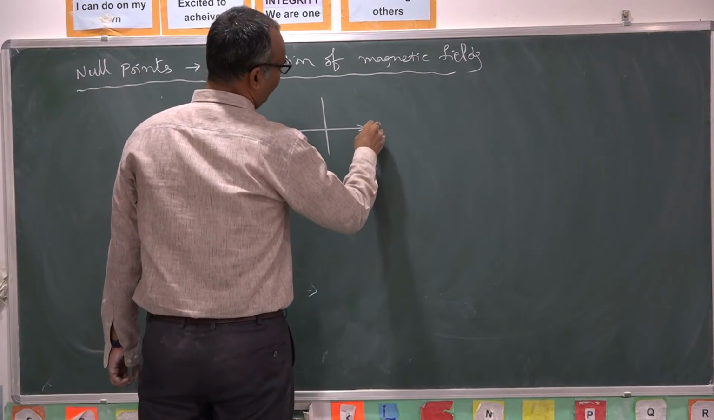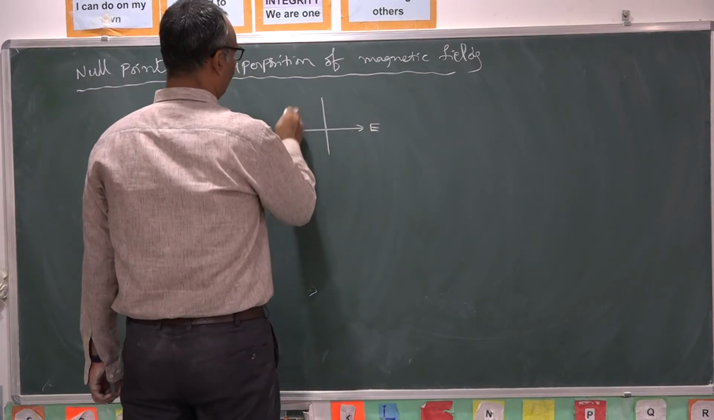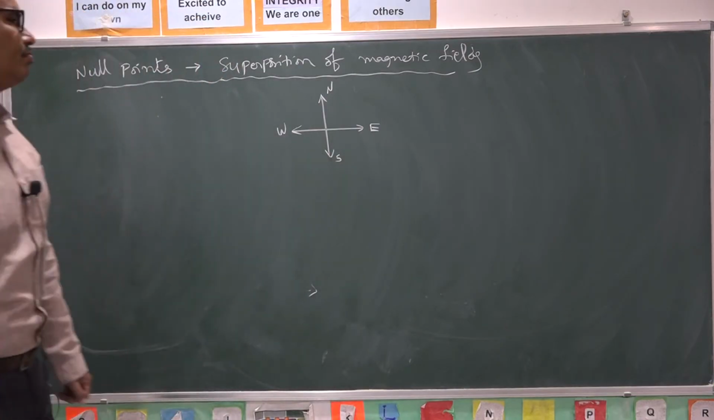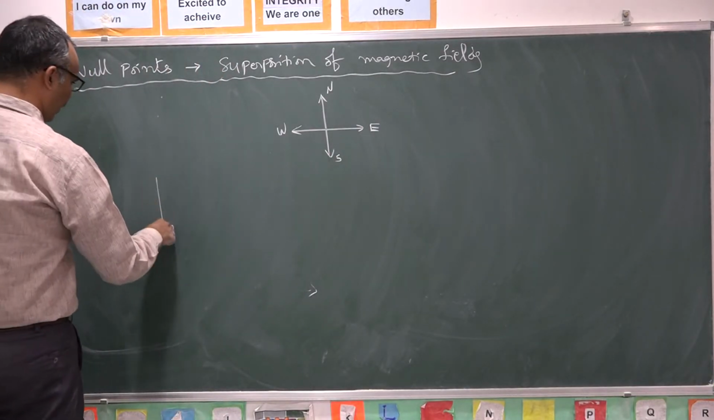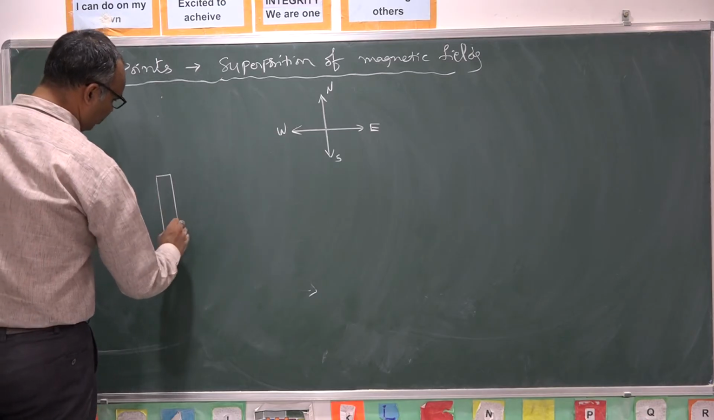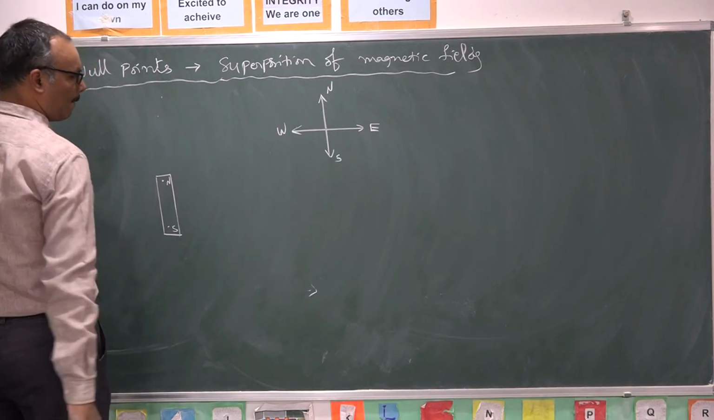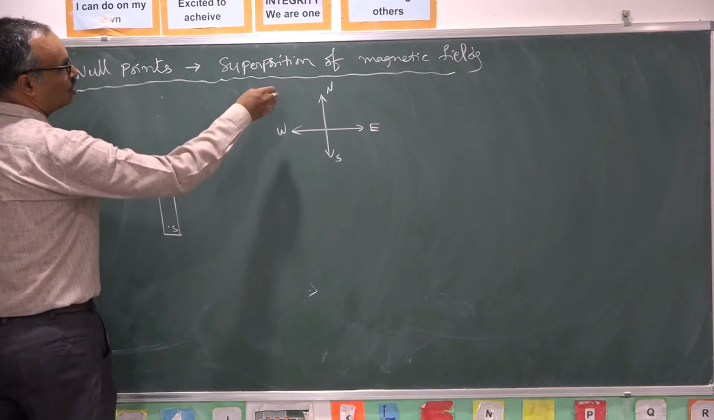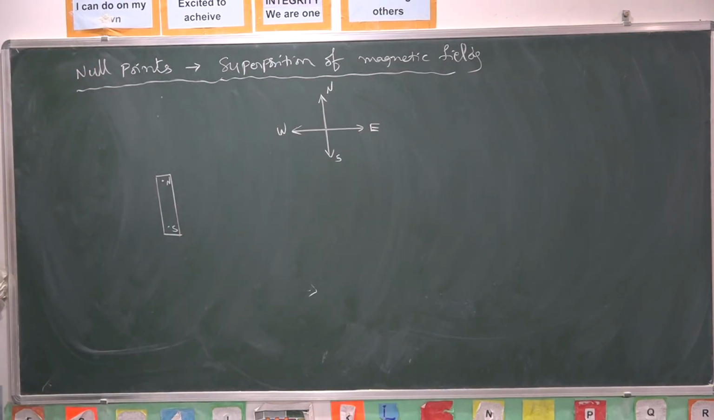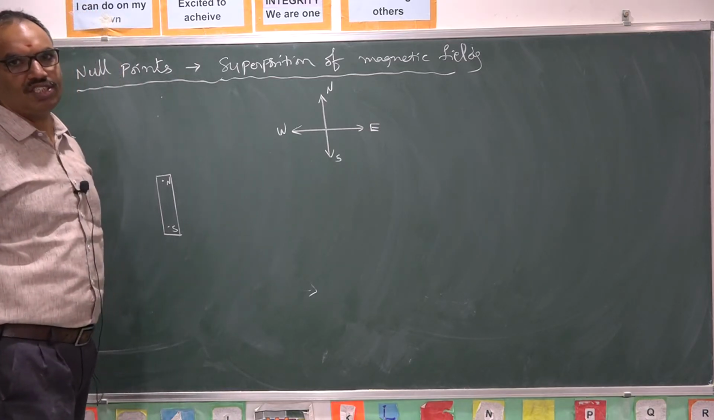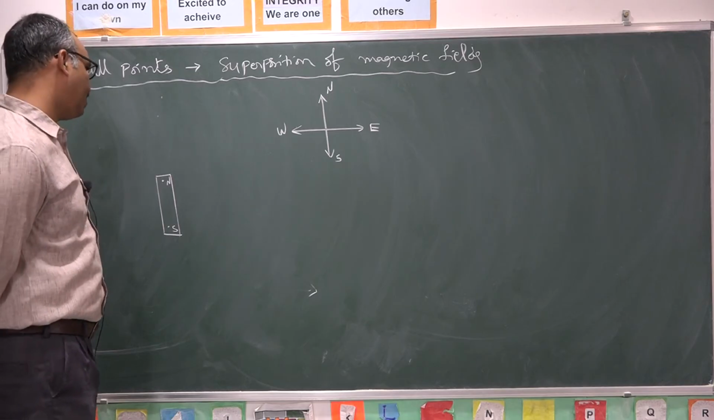these are the geographic east, west, north, south directions. If I keep a bar magnet, generally a short bar magnet having north pole and south pole, such that the north pole of the given magnet is directed towards geographic north, and if you draw the lines of force of this particular bar magnet, they will follow a trend.